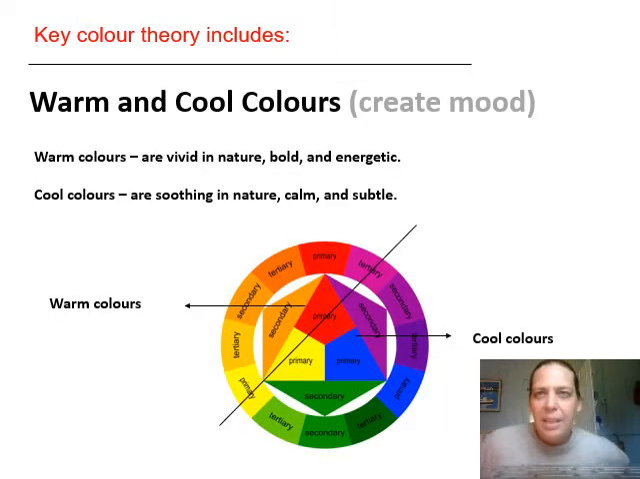Another important color theory vocabulary is the idea of warm and cool colors. And warm and cool colors are often associated with mood. So warm colors, you can think the colors of the sun, and they're usually associated with being bold and vibrant and energetic. And cool colors are colors of the night or of the water, the blues, purples, and greens, and they are usually associated with being more soothing, calming, and subtle.